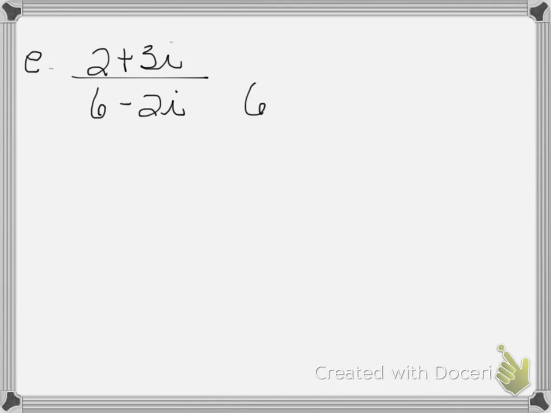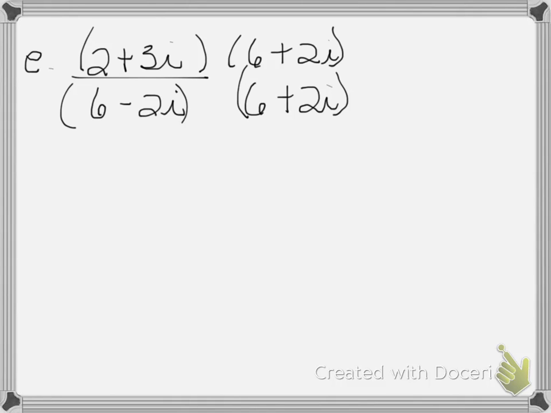You cannot have an imaginary number in the denominator, so we have to get rid of that by multiplying by the conjugate. The conjugate is the opposite, which is 6 plus 2 square root of 2i. So we have to multiply top and bottom. So we're going to do the FOIL method in the numerator.